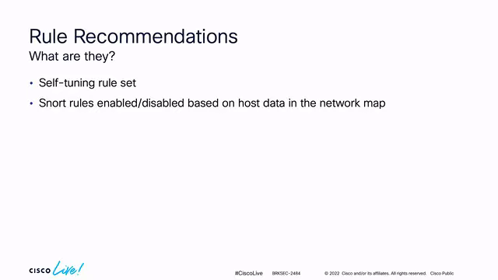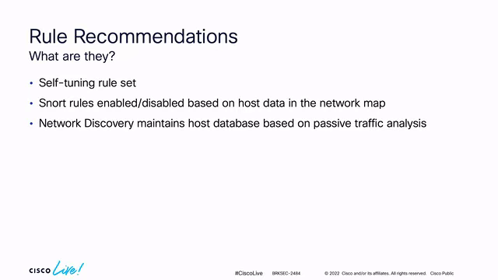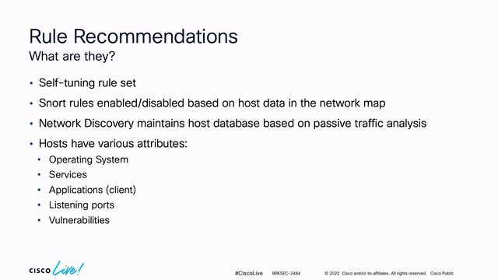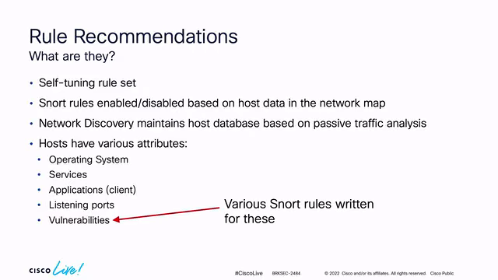So Snort rules are enabled or disabled based on host data in the network map. The network map is built on the FMC from data collected from your devices through passive traffic analysis. If you ever look at a host entry in your host database, you'll see a bunch of things in there: the operating system, the services on the host, applications, listening ports, and vulnerabilities. So vulnerabilities is what recommended rules works on. Snort rules are written for vulnerabilities. Hosts have vulnerabilities. We can match those up and say, hey, if you have these vulnerabilities, you need these rules, right?